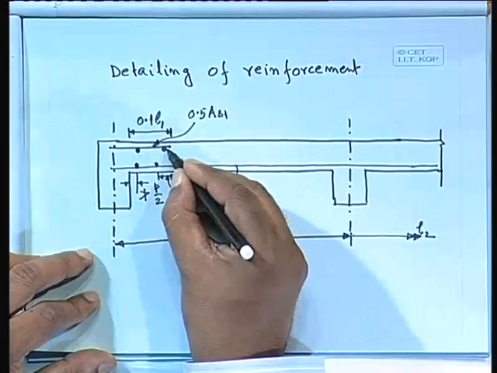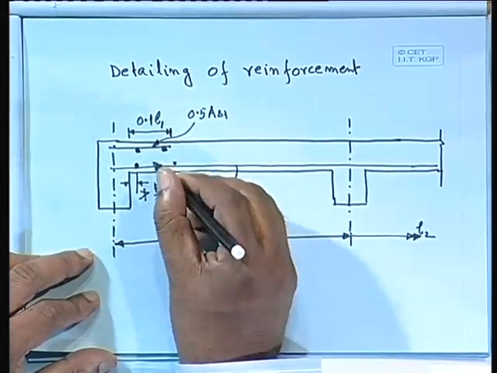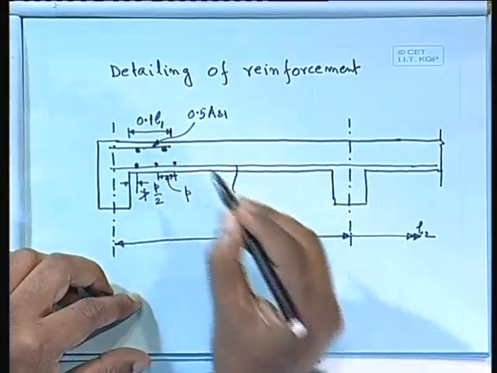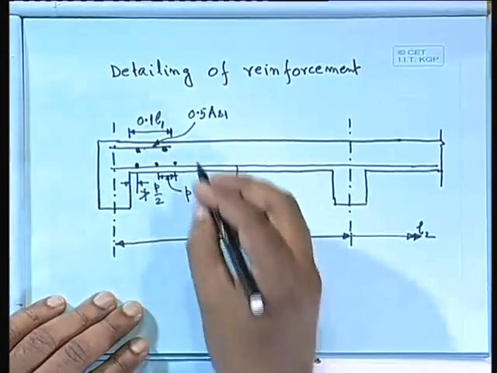And what about these 2 bars? These 2 bars, at least 2 or 3, whatever you provide, but at least there should be 2 bars, not 1 bar. We should have at least 2 bars. So, this is one case. Number 1, this is number 1 say.